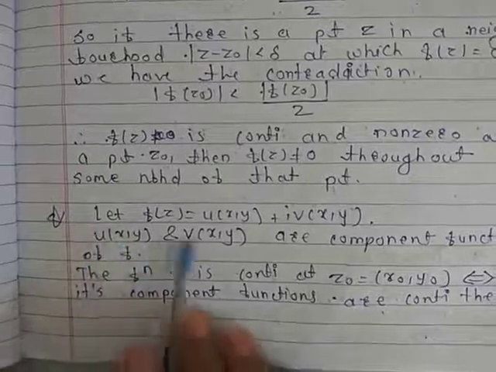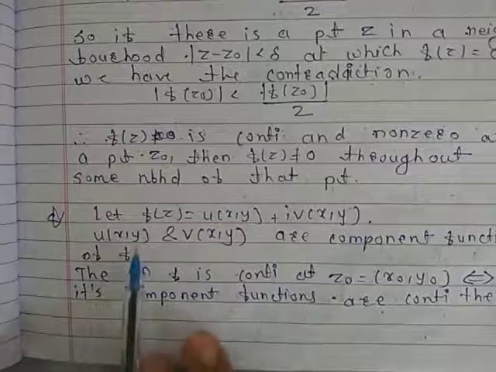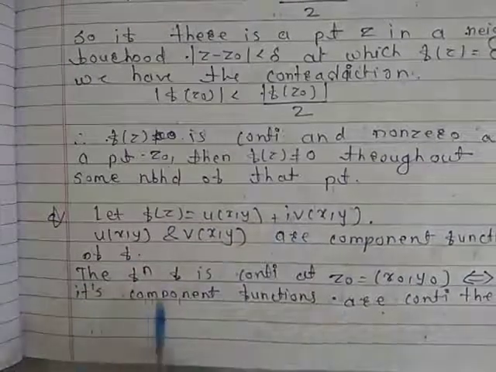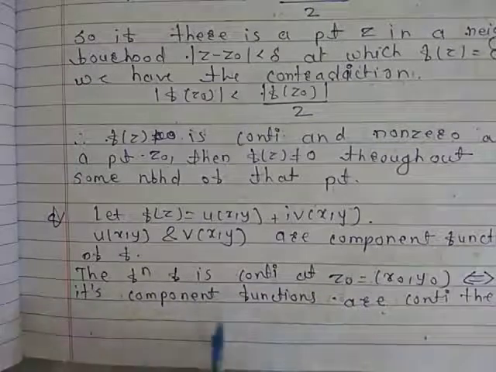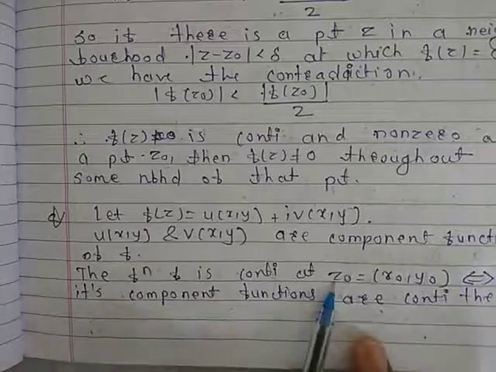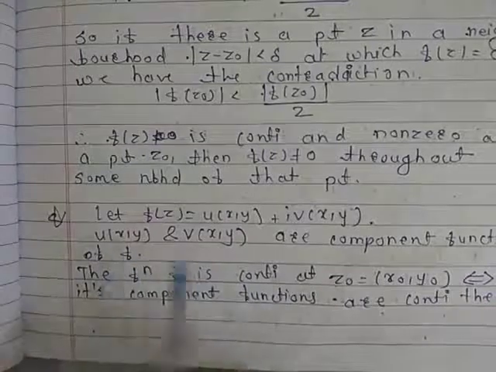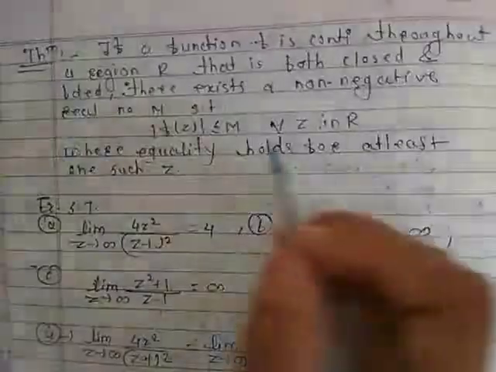See here, let f of z is equals to u of x y plus i into v of x y, where u and v are component functions of f. Then f is continuous at z0 if and only if its component functions u and v are continuous there. Let us see next theorem.